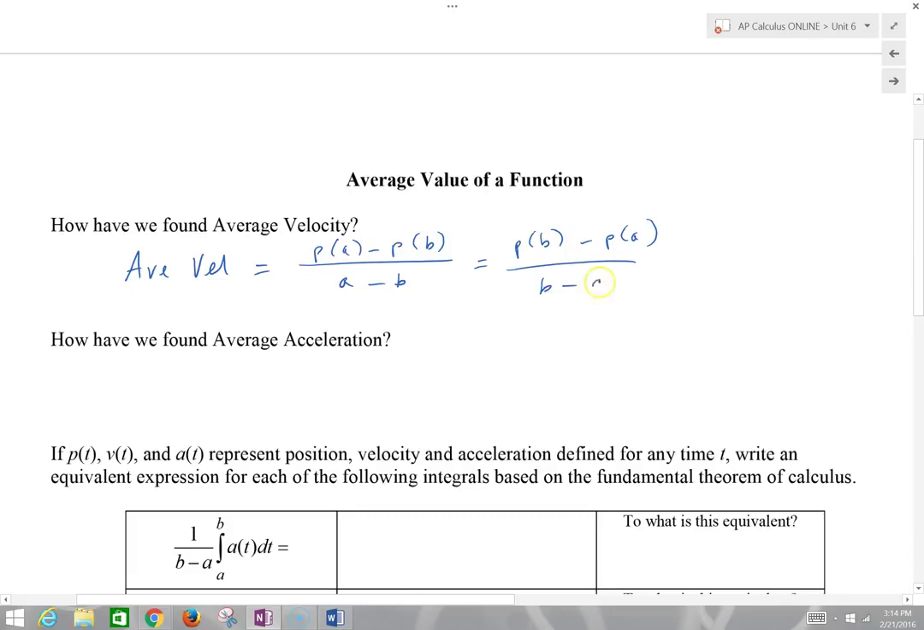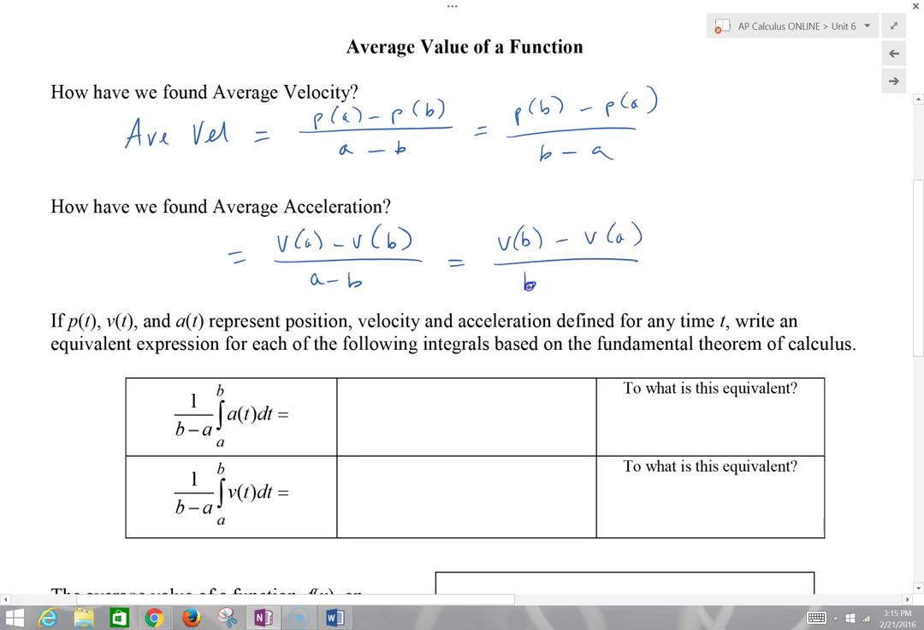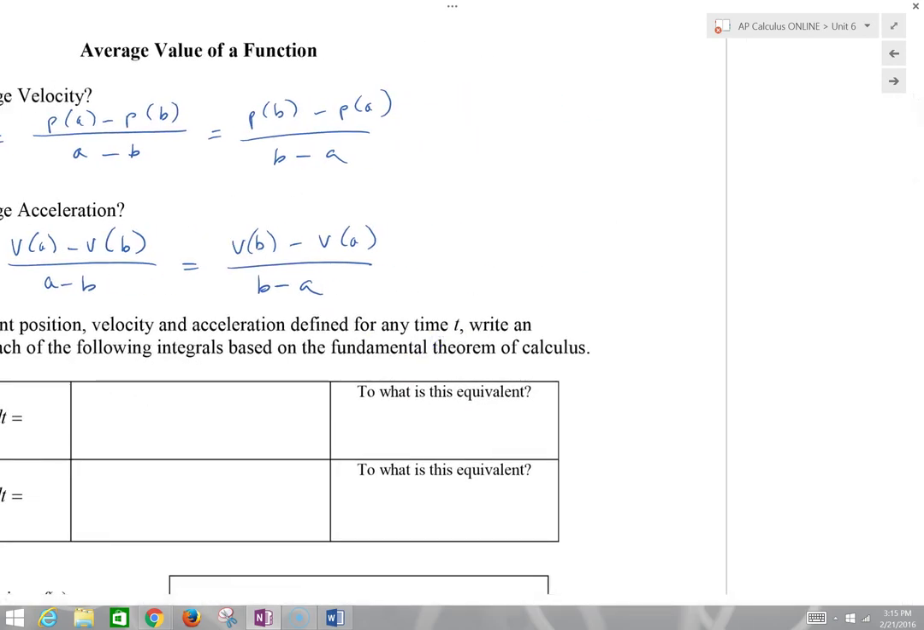As long as you do P of A minus P of B, you subtract A minus B on the bottom, and vice versa. And then also for average acceleration, this is equal to the rate of change of the velocity. So V of A minus V of B over A minus B, or V of B minus V of A over B minus A. And then off to the side here, I'm also going to write what integral means.